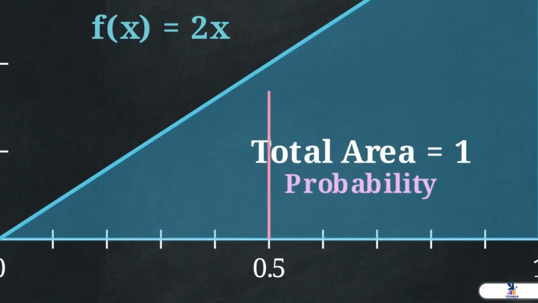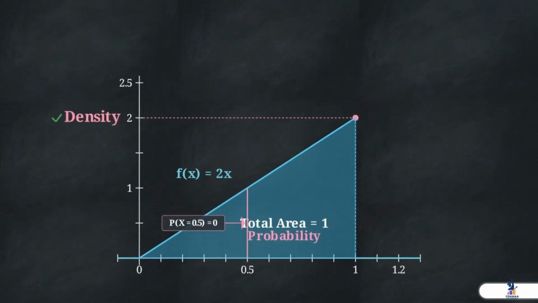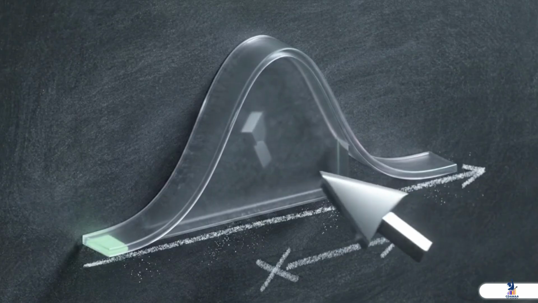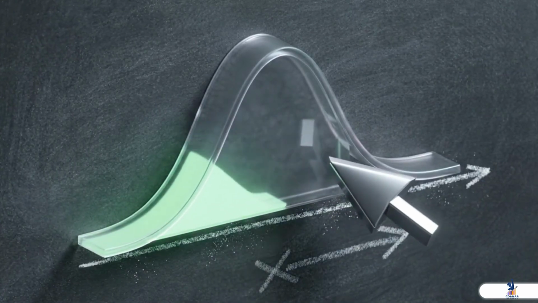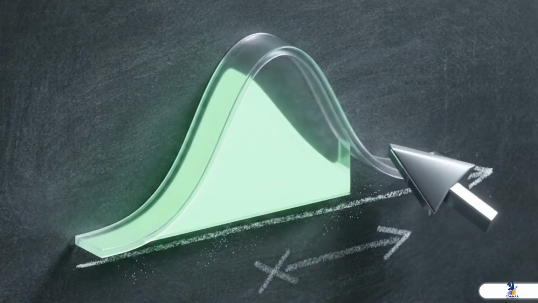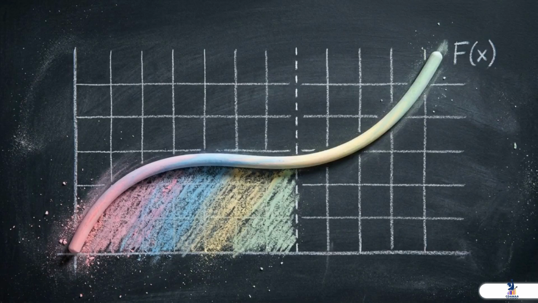At any specific point, like exactly 0.5, the probability is 0 because a one-dimensional line has no area. True probability for a continuous variable only exists over an interval. We calculate the area between 2 points using an integral. Confusing density with probability will invalidate a continuous model before the analysis begins.